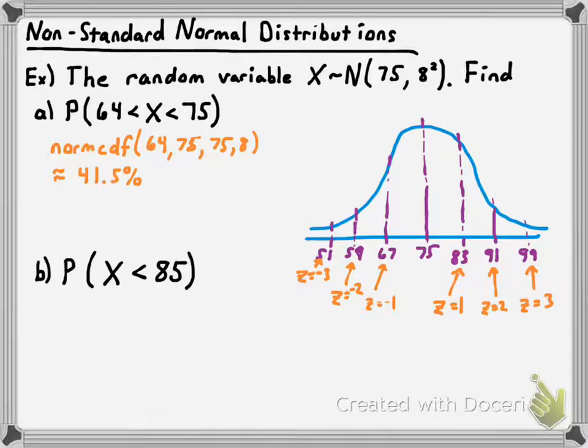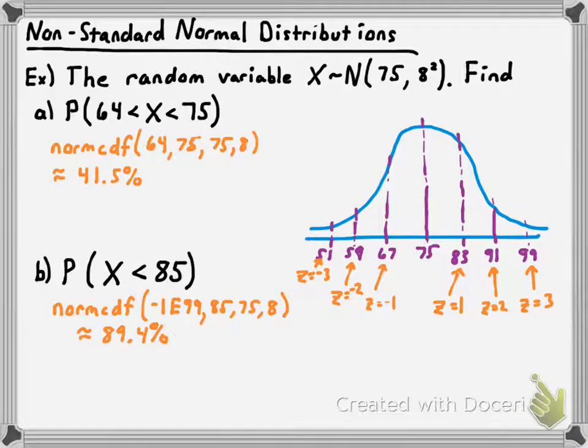Now we'll do the same basic thing to find out what's the probability that a random variable in this distribution would be less than 85. But remember, whenever you're just saying it's less than 85, your lower boundary needs to be negative infinity. And of course, you can't actually type in negative infinity on your calculator, so we're using -1 times 10 to the 99th power instead for our lower boundary. So about 89.4%.